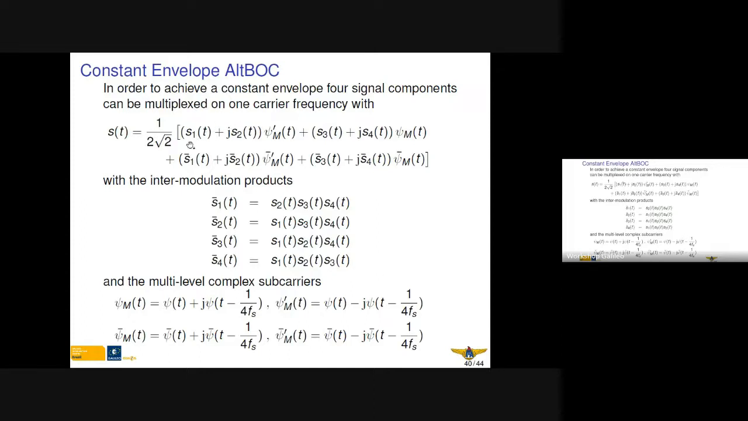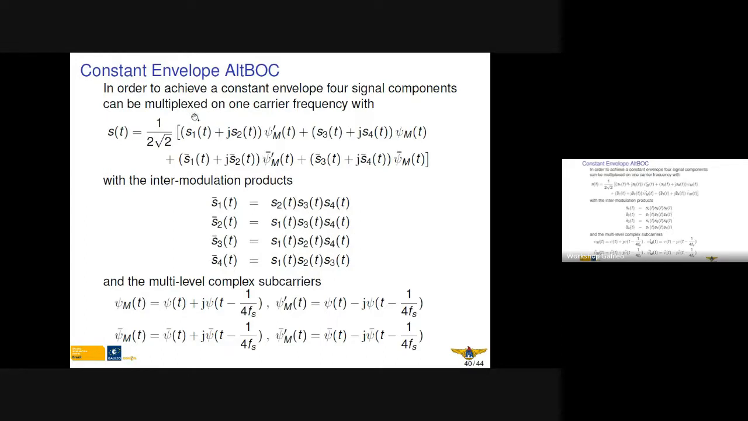We have a sum here. You can see this is the complex baseband equivalent signal. We have S1 plus jS2, and a term psi prime m, S3 plus S4, jS4, psi prime psi m. And we have these S1 bar and S2 bar, with a psi bar m. We also have the signals S3 bar, S4 bar, and psi bar m. These signals S1 bar to S4 bar are intermodulation terms.